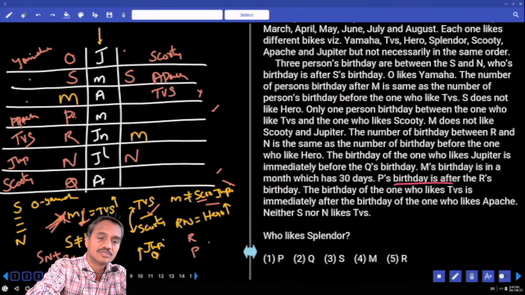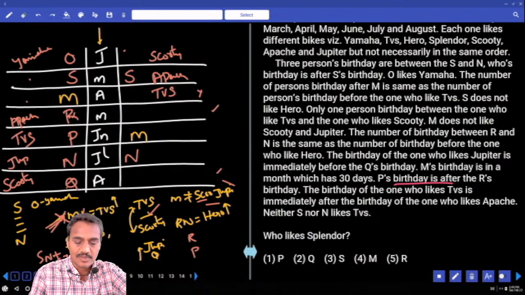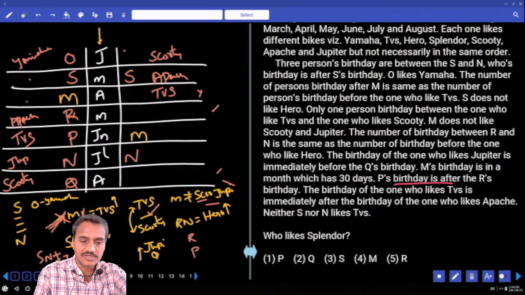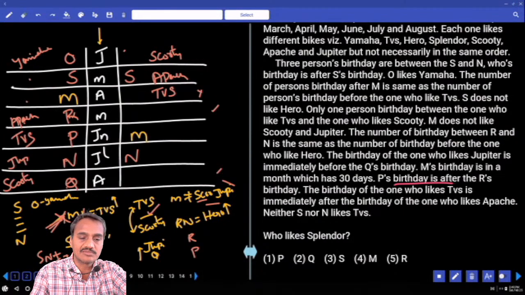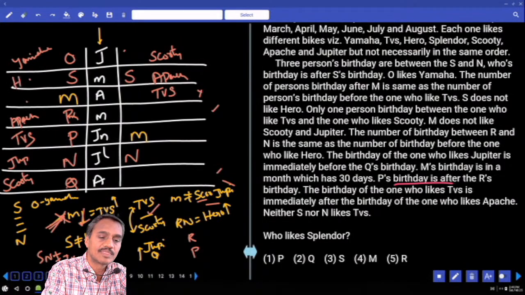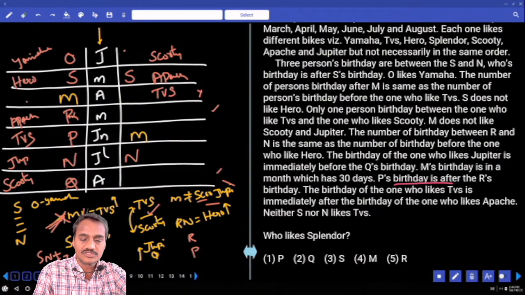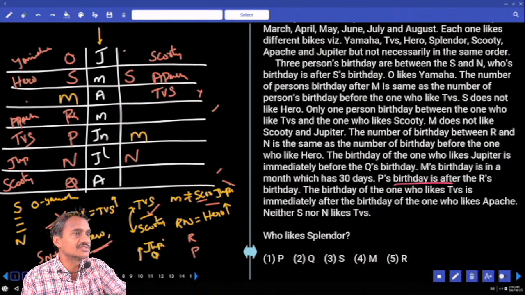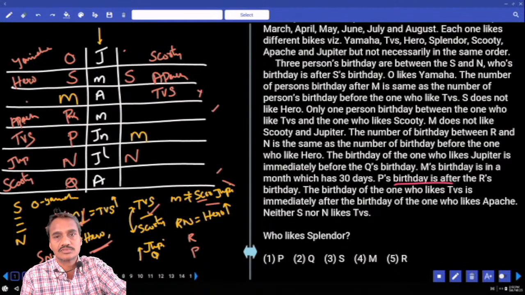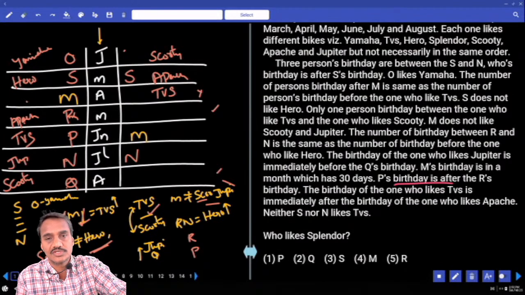R is above this P. As R is above this P, now this is R Apache and P is here. Right? R Apache. Then, any other name, S is not hero, and the number of persons between R and N equals above hero. Between R and N, there is exactly one person. Hence, only one person must be above this hero. Hero must be here. If hero is here, S is not hero. Finally, we have got that S is hero. But in this case, it is ruled out. Isn't it? Hence, we need to go to the next one.